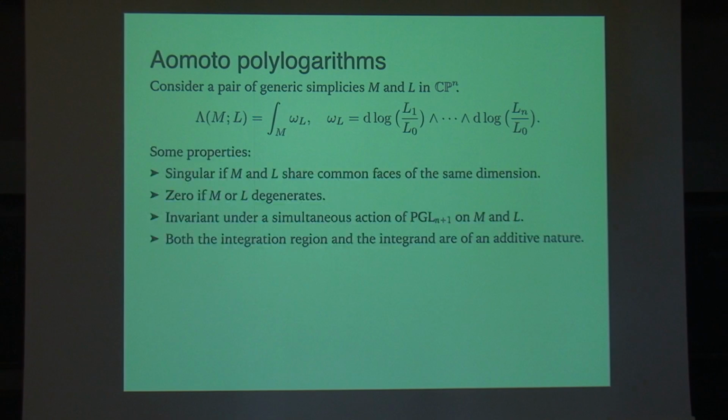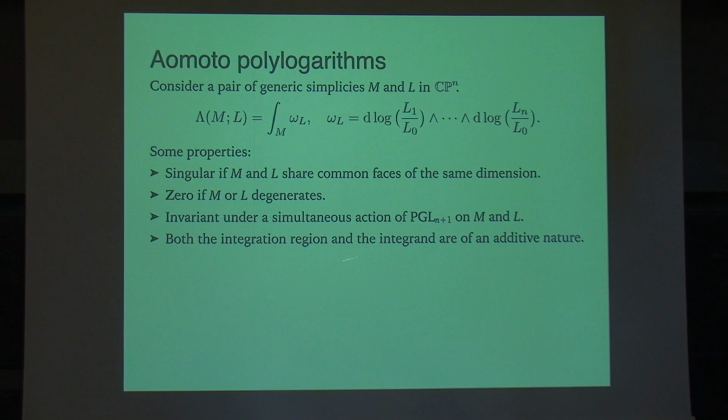Here I just quickly summarize some of the well-known properties of this class of objects. First of all, this integral becomes singular once the two simplices share some common faces of the same dimensions. And it is 0 if one of them degenerates in the sense that its volume goes to 0. Also, we can try to apply a projective GL(n+1) transformation simultaneously on the two simplices, and under this action, the whole object actually remains invariant.